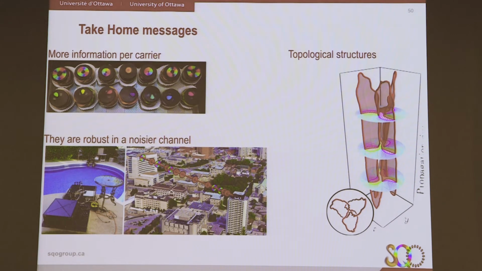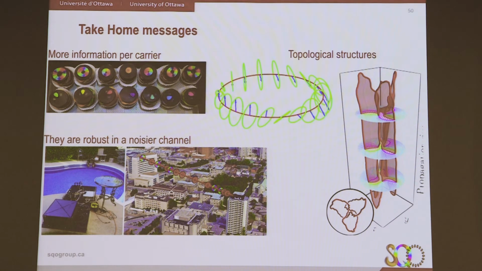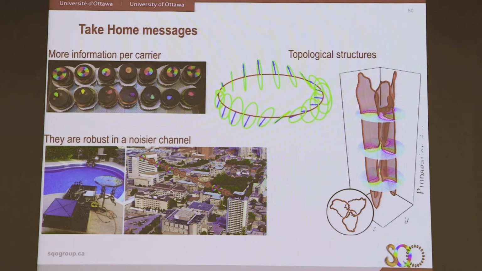The topology can be so rich, even for light. If you want, you can create Mobius strips, or knots, or framed knots. You can send more information if you use high dimensionality, this multiplexing. You can use it in free space, or you can use it underwater.